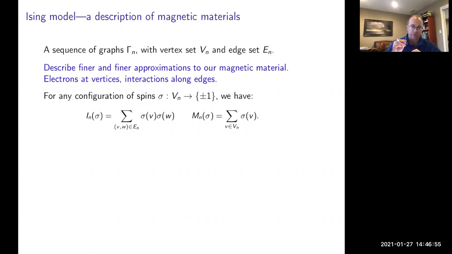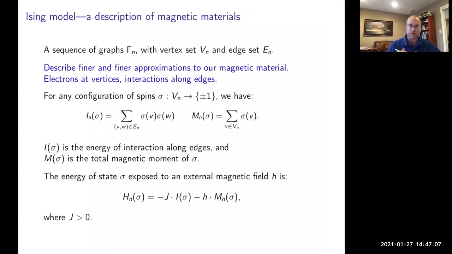Meanwhile, you can also just take the magnetic moment of sigma. This is just the sum of all the spins. This is the conglomerate, how much spin you have. And the point is that your energy of a configuration is minus J, where J is a coupling constant, times the interaction. So that means that if the spins are very well aligned, that term is very negative. It makes a very low energy, which is easier to achieve. And then minus h times the magnetic moment.